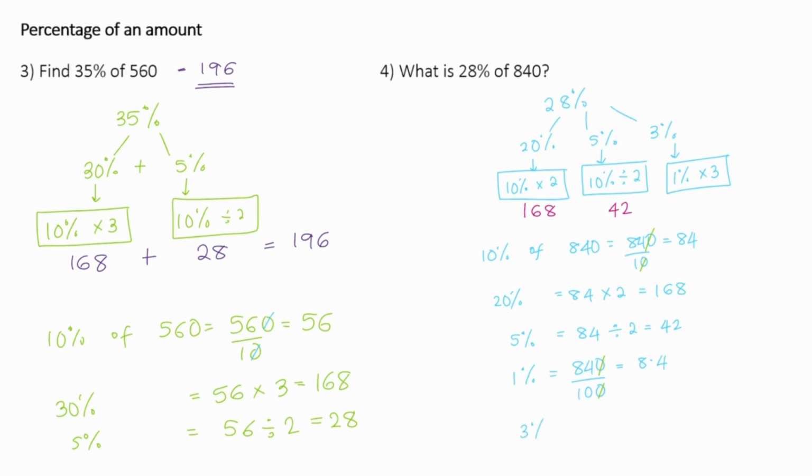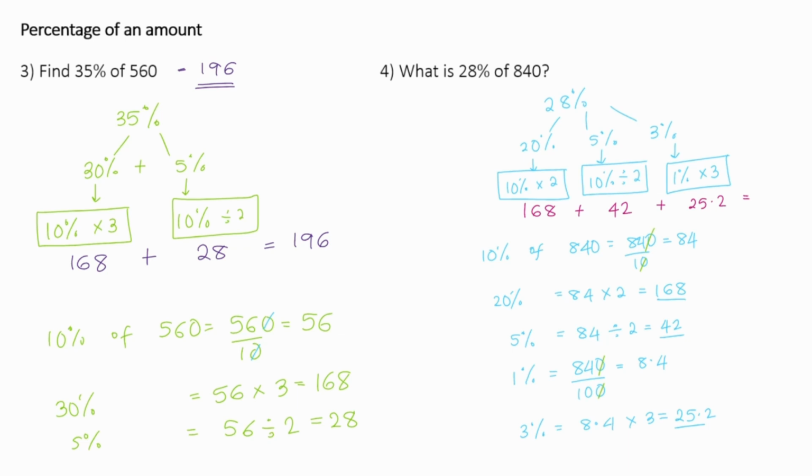And now to find the 3%, we are going to do 8.4, which was our 1%, and we're going to times it by 3. So that gives us 25.2. So we now have our 3%. Our 3% is 25.2. So what we now need to do is just add all of those up in order to get 28%.